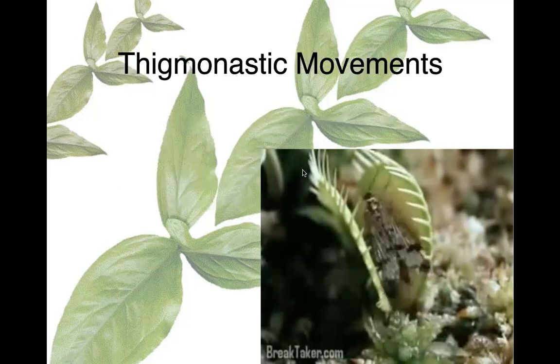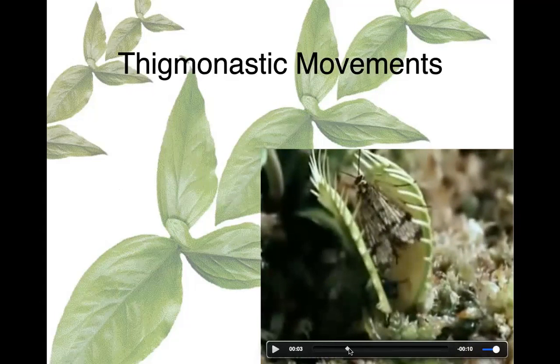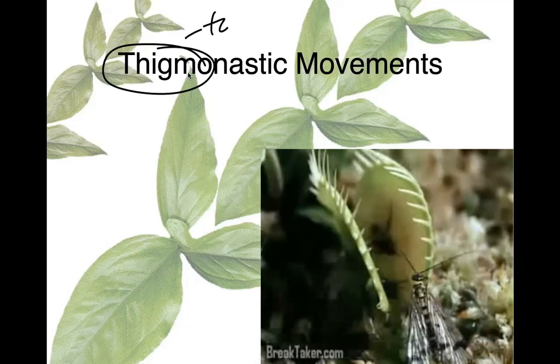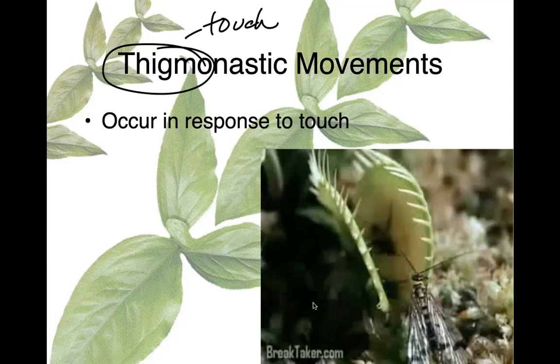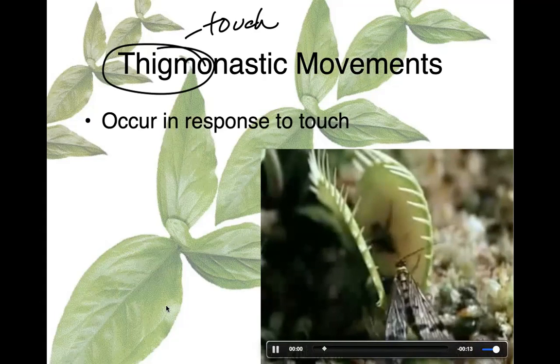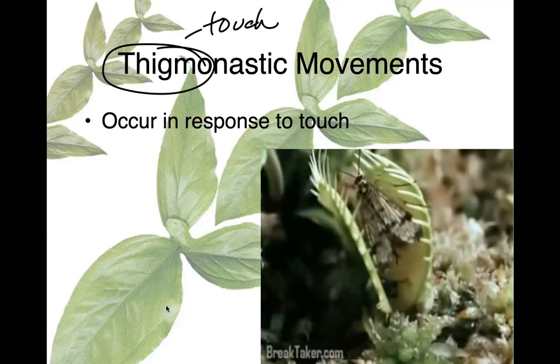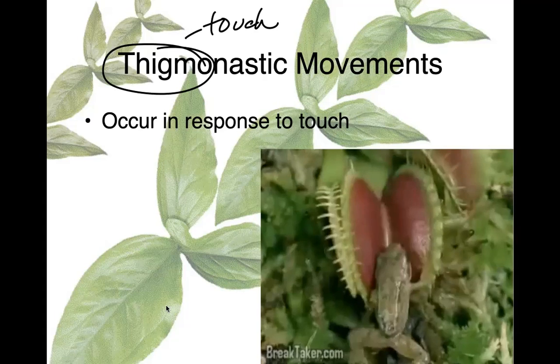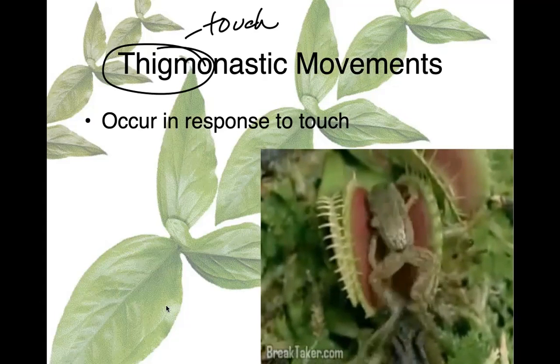Note the Venus flytrap. Okay, obviously we have the Venus flytrap. We know what's going to happen here, but this is an example. Again, thigmo meaning touch. Hey, I got to write my H this time. It is a thigmonastic movement. So nastic meaning a quick movement, thigmo touch.